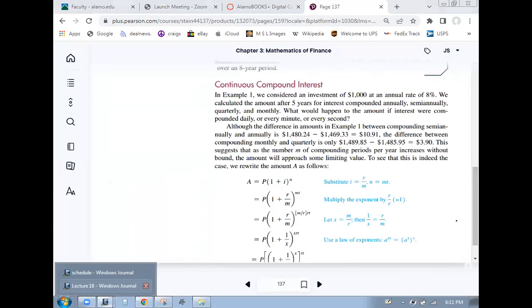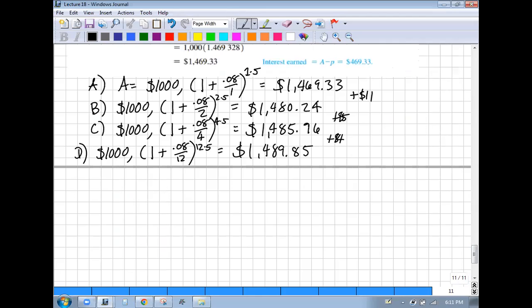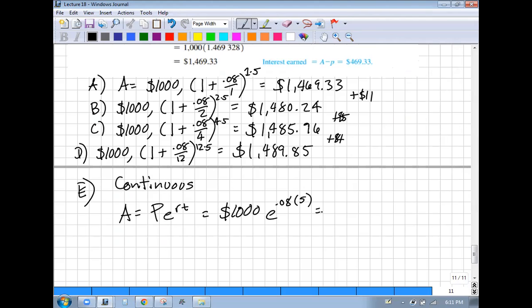Continuous compound. Let's do the same example, but let's do part E, continuous. All right, if we do it like that, the amount would be P e to the rt. Our principal was 1,000 bucks. The interest rate was 8%, and the time was 5 years. So if we do that, we have 0.08 times 5, e to the that, times 1,000, and we get $1,491.82. So it's not that different, right?